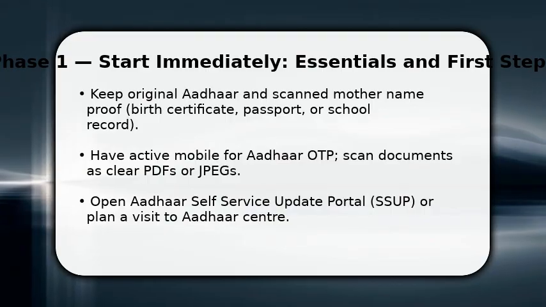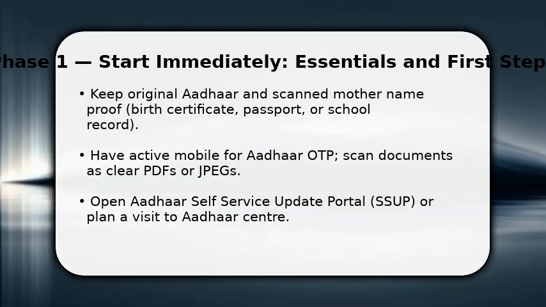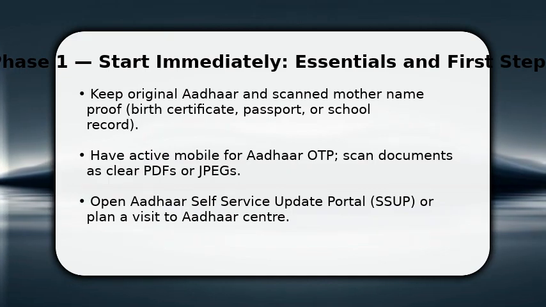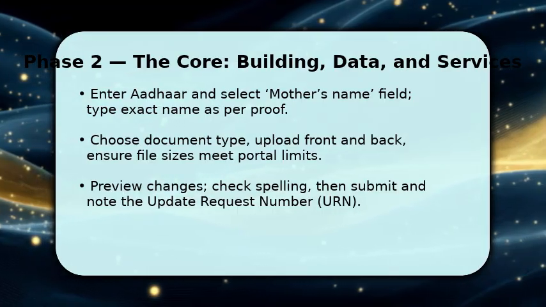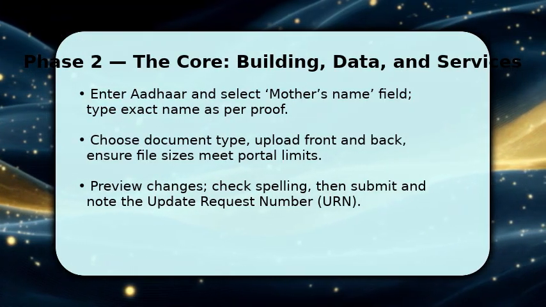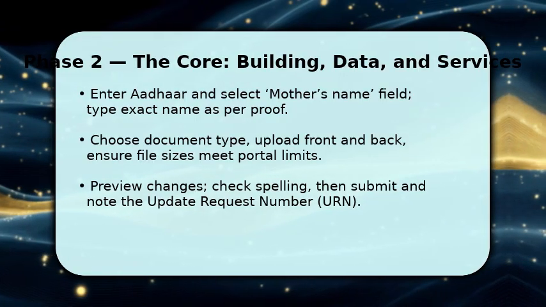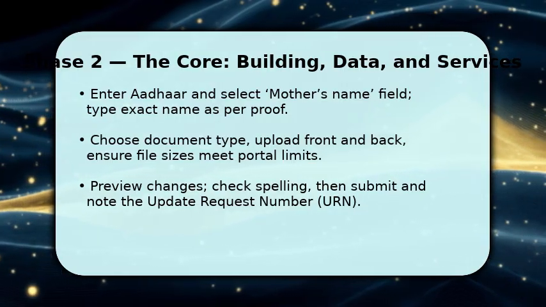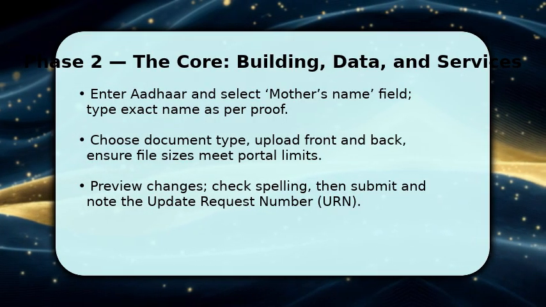If you cannot use the portal, book a slot at a nearby Aadhaar center, but start with the online path for speed and a digital receipt. You now fill the update form carefully, type your mother's name exactly as the supporting document shows, including punctuation and spacing. Next, pick the correct document type and upload clear images. Blurry or rotated scans cause rejections. Make sure file sizes and formats meet the portal rules, then preview the change.